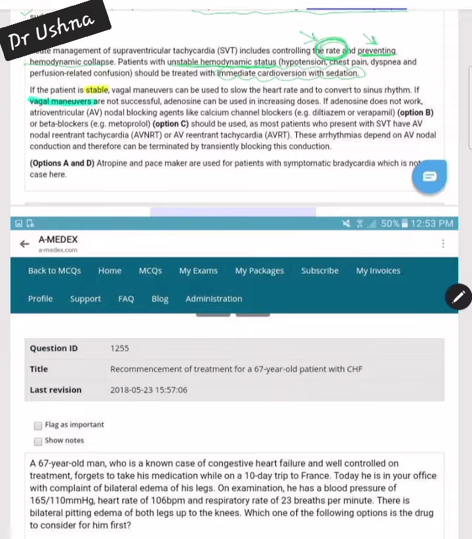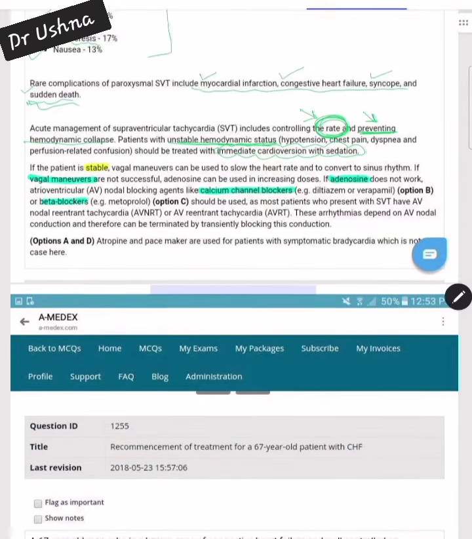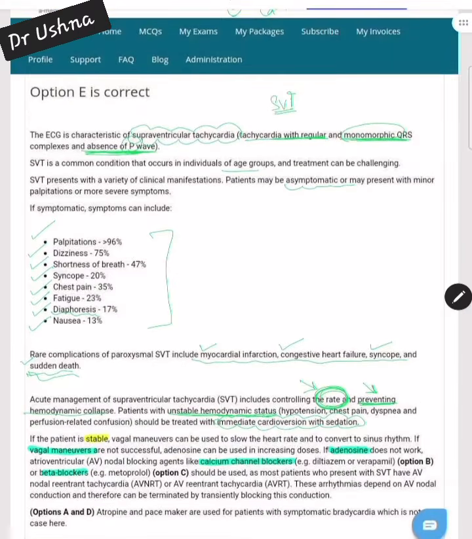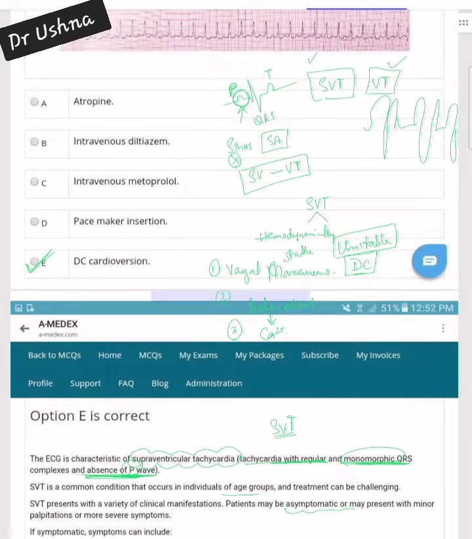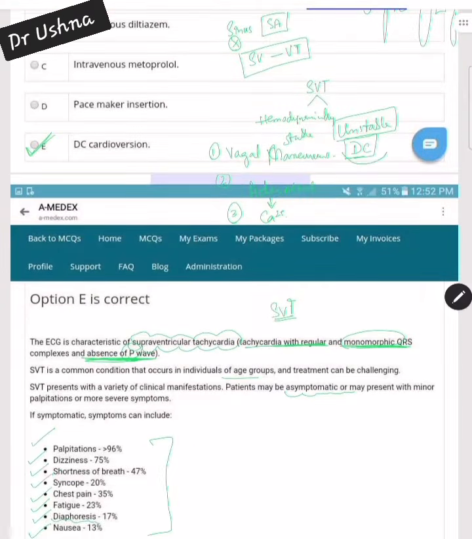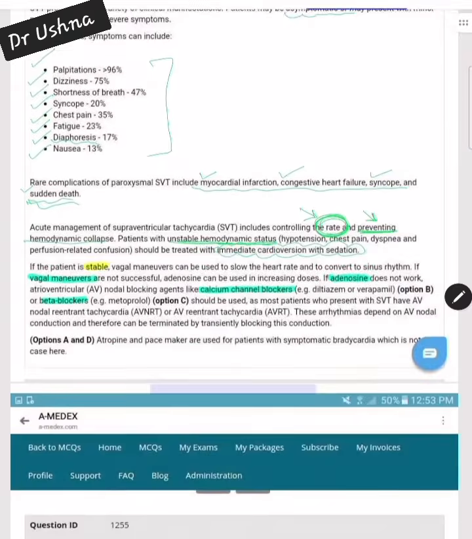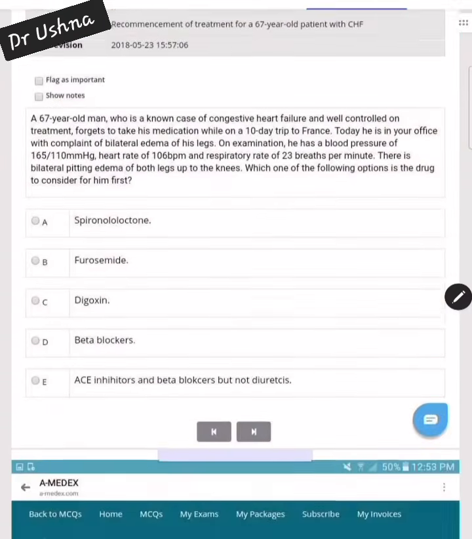If the patient is stable and the vagal maneuvers are unsuccessful, then adenosine can be added to the treatment regime. If adenosine does not work, then an AV blocking agent in the form of calcium channel blockers or beta blockers can be added. So the treatment ladder for SVT is: unstable SVT is treated with DC cardioversion; stable SVT with the vagal maneuver first, then adenosine, then calcium channel blocker. This is a straightforward MCQ about SVT.